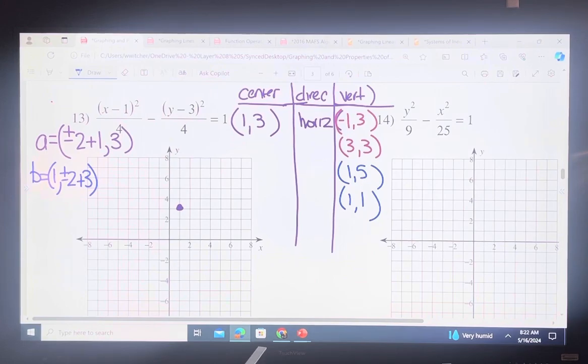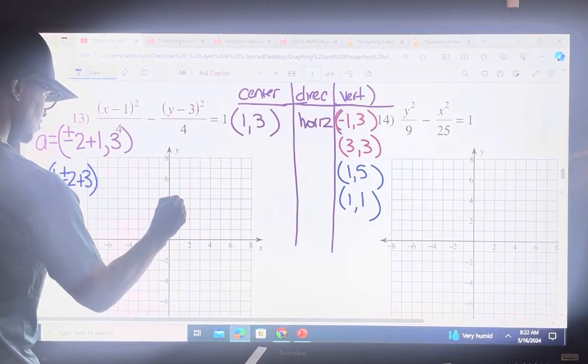So now we can just go plot them. I'll plot the minor vertices first. 1 and 5 is here.